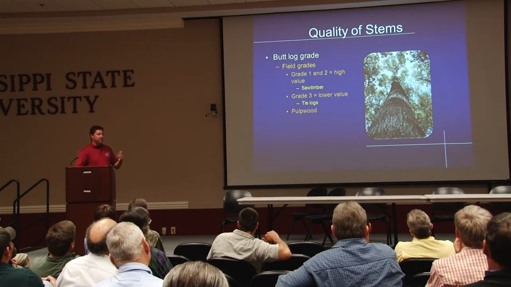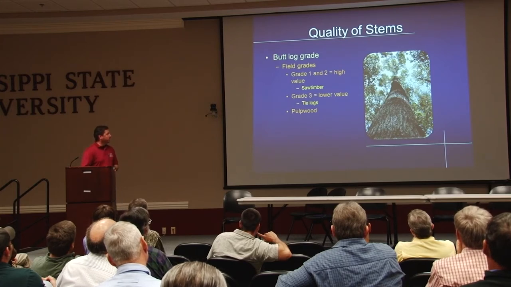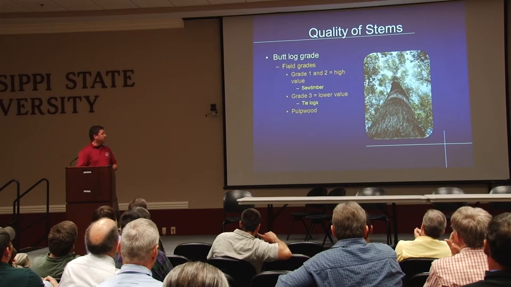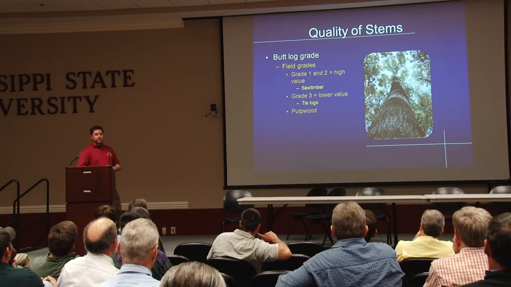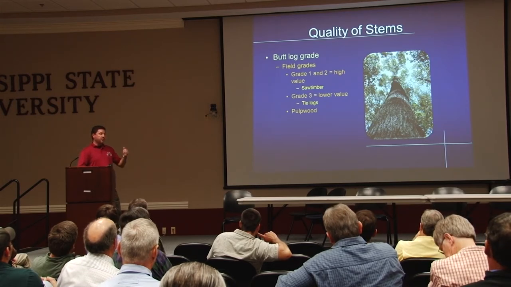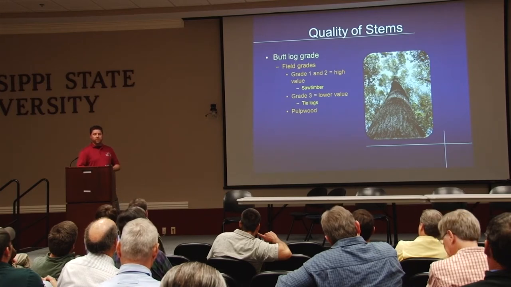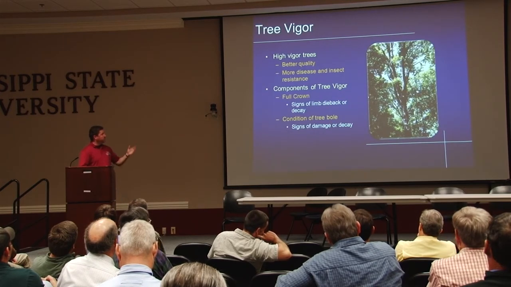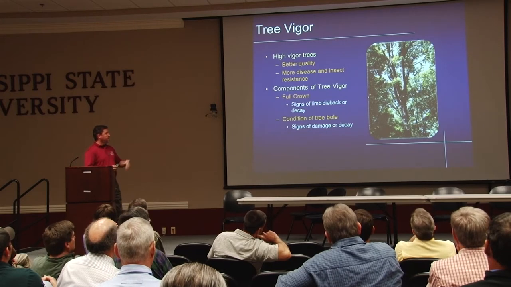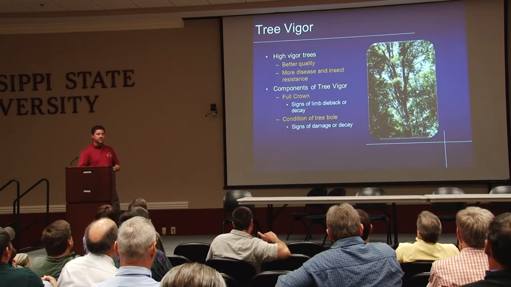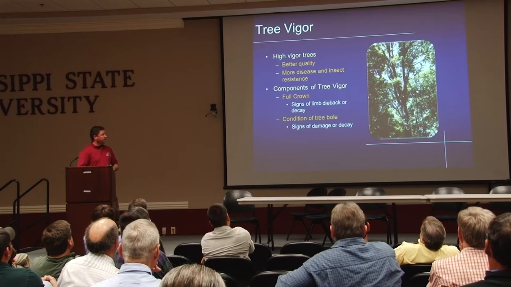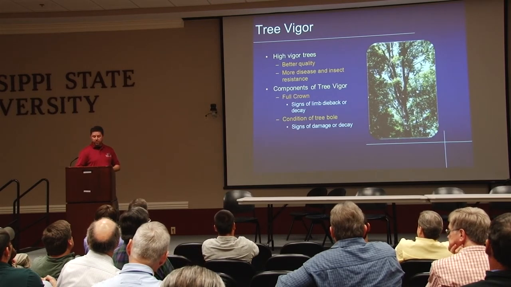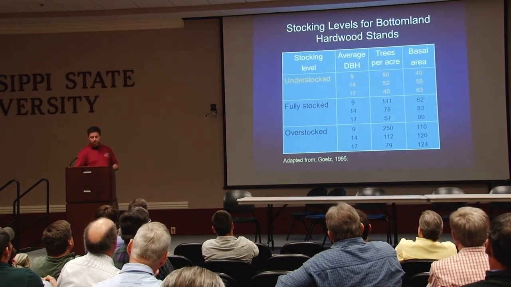Quality of stems, when we're talking about saw timber, we're talking about grade one and grade two material. Those are going to be the trees we want to manage for. Anything in the grade three and the pulpwood classes, they're not going to contribute very well to this model. Tree vigor, pretty straightforward there. We want a full crown, no signs of dieback or decay, and no signs of damage to the bole, with tight bark and no epicormic branching.